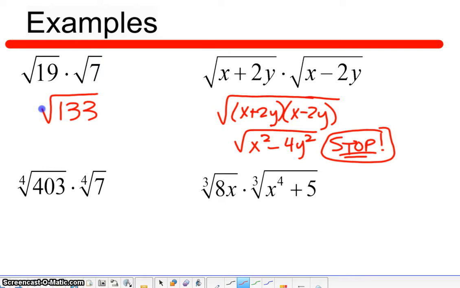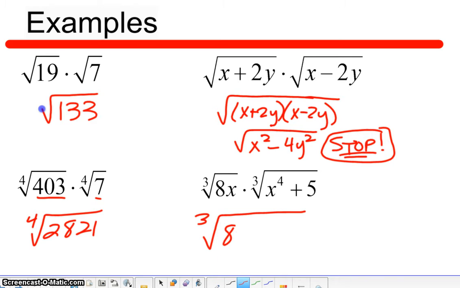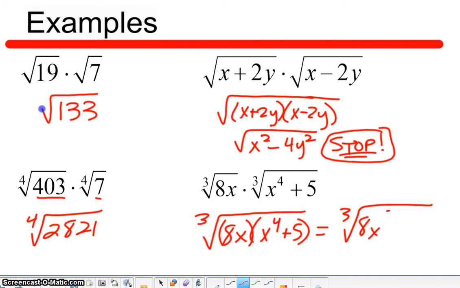Okay, the next one we have is multiplying 403 and 7 together. Since they're the same index, when you multiply those together, you get 2,821. And then the last one, throw in some cube roots. If we multiply them together, it'd be 8x times x to the 4th plus 5, for a final simplified answer of 8x to the 5th plus 40x.